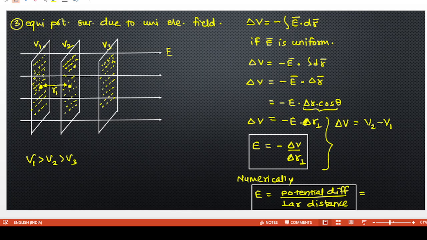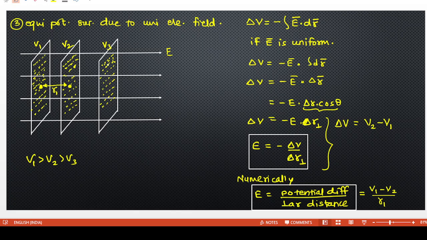Now which is higher potential? V1. And which is lower potential? V2. So here to find the magnitude directly you can write V1 minus V2 upon the perpendicular distance between the two equipotential surfaces. Don't take any general distance. Take the perpendicular distance between the equipotential surfaces, which is R1 in this case.